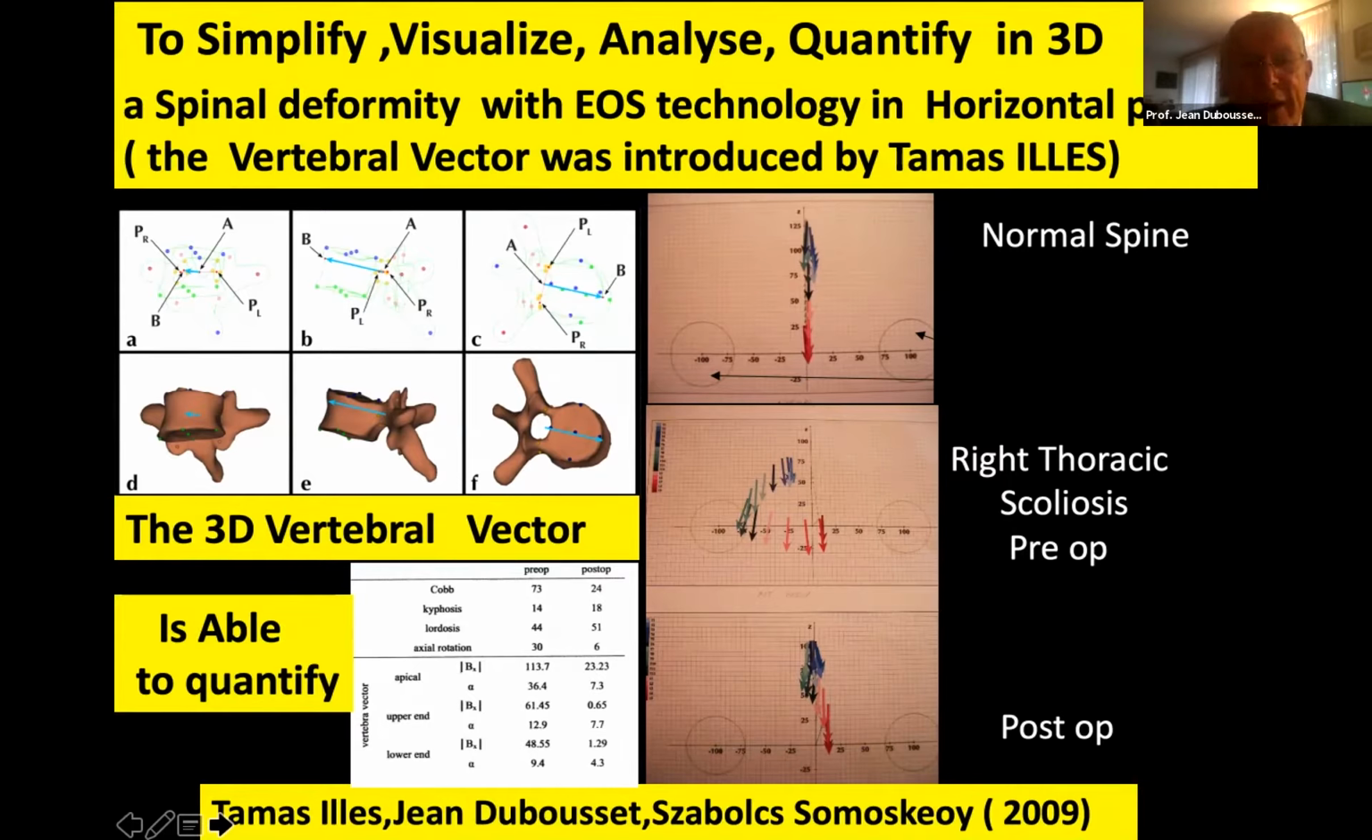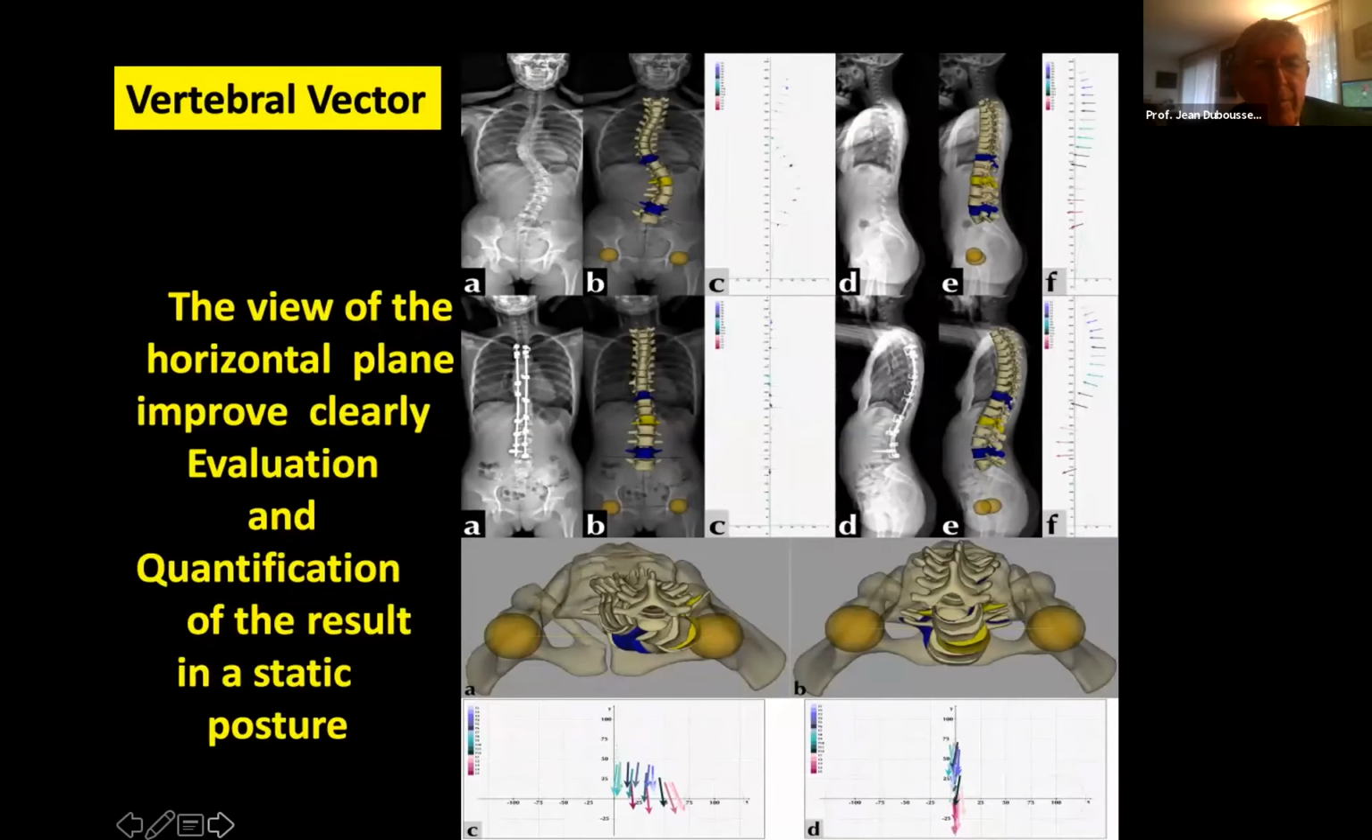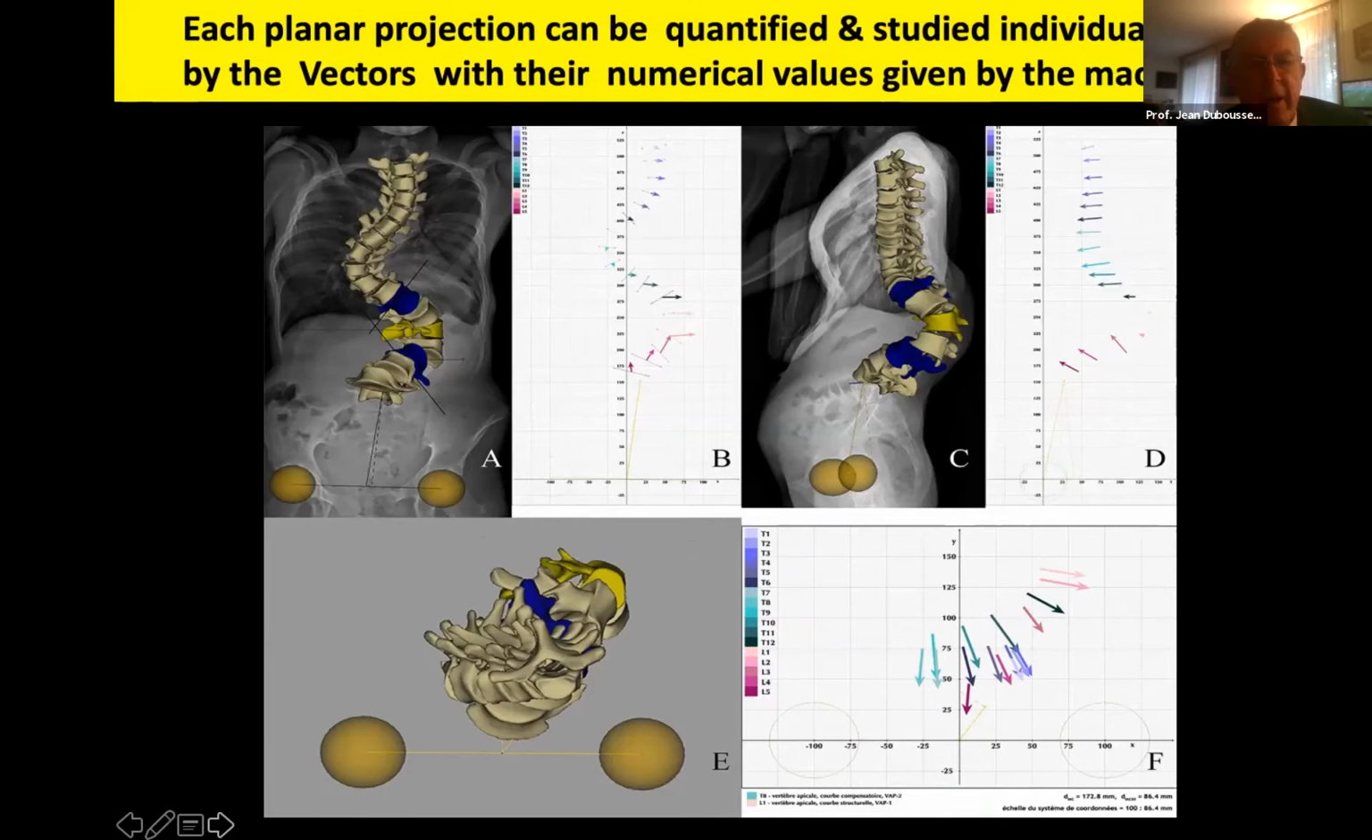And you see here the normal spine and the right thoracic scoliosis pre-op and post-op, so we can analyze easily the problem. Because this view of the horizontal plane improves clearly the evaluation, when you see at the bottom of the slide, and quantification of the result. And each planar can be identified, studied individually thanks to this machine.